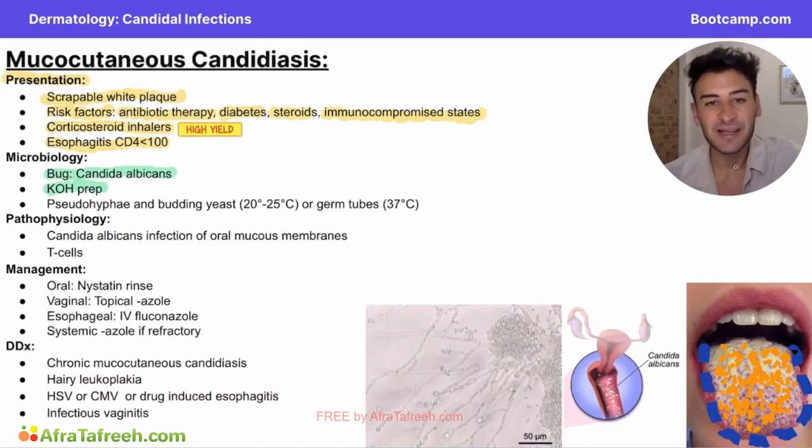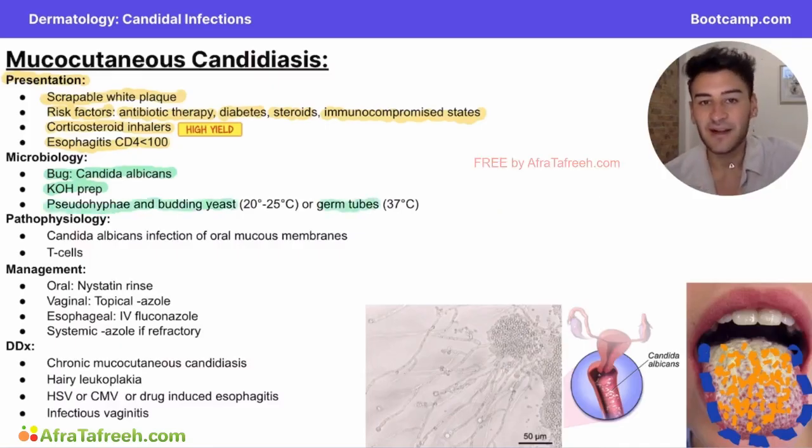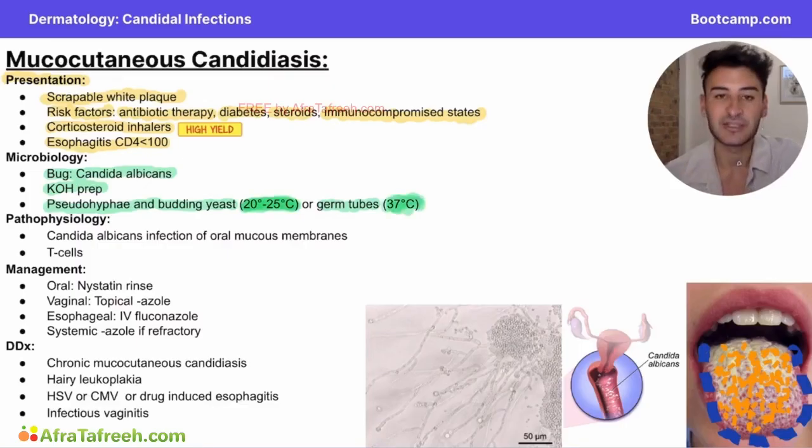So when it comes to looking at this KOH prep, what exactly are we looking for? Well, we're actually looking for two different things. We're going to be looking for pseudohyphae and budding yeast, as well as germ tubes. And this is going to vary on the temperature at which we find Candida. So from 20 to 25 degrees Celsius, we are going to be looking for pseudohyphae and budding yeast. Whereas at 37 degrees Celsius, we're going to be looking at germ tubes.